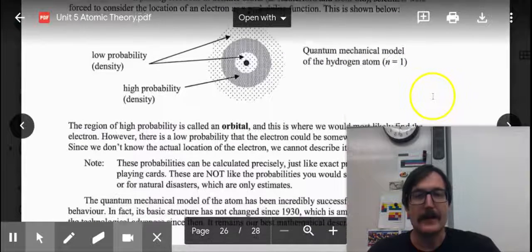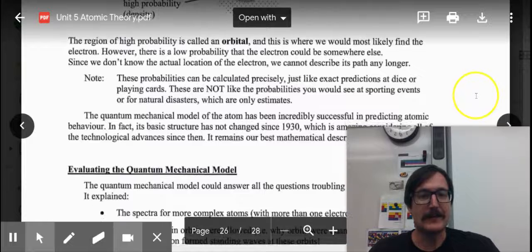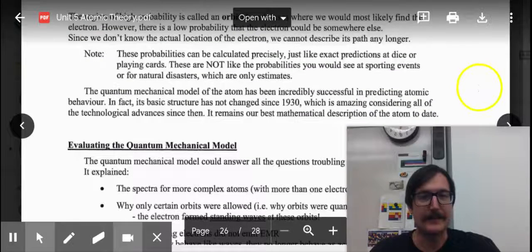The region of high probability is called an orbital, and this is where we would most likely find the electron. However, there's a low probability that the electron could be somewhere else. Since we don't know the actual location of the electron, we cannot describe its path any longer. Note, these probabilities can be calculated precisely, just like exact predictions at dice or playing cards. These are not like the probabilities you would see at sporting events or for natural disasters, which are only estimates. There's a lot of uncertainty in what the outcome is going to be.